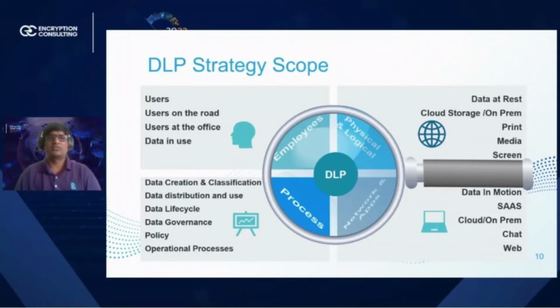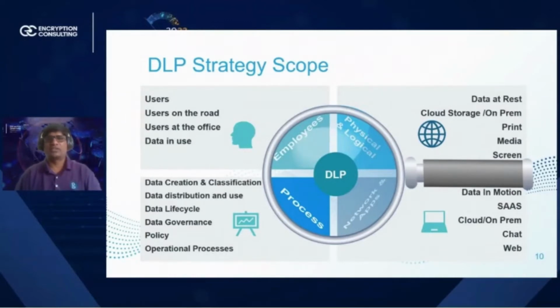And from a process perspective, the data is created or sourced from different systems or accessed from third party vendors for certain things, and it gets classified, distributed and used. It has its own data lifecycle, data governance and policies around it, and there are some operational processes which need to be put in place to support how to protect the data, and in case some incidents are identified, how to tackle them as well.